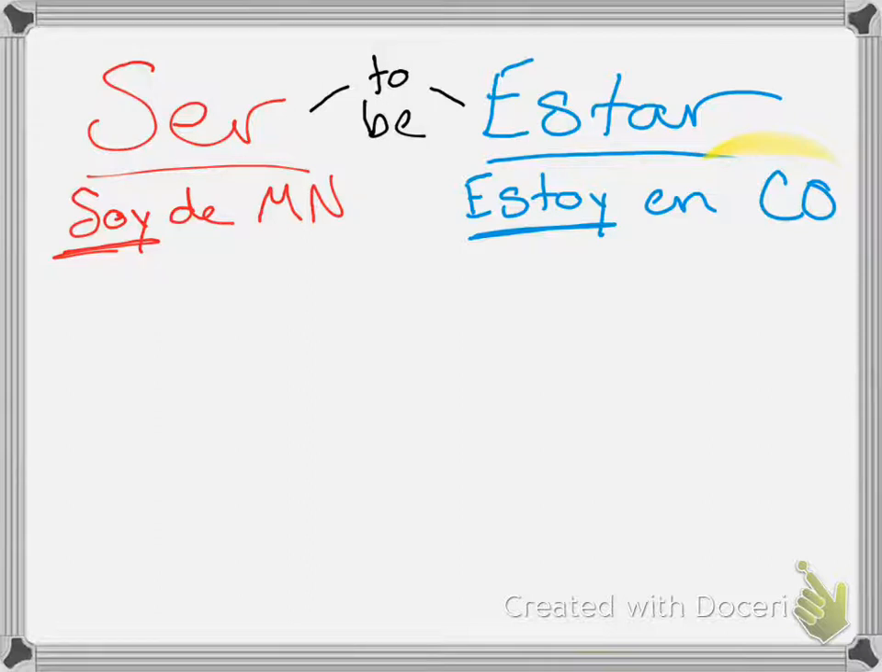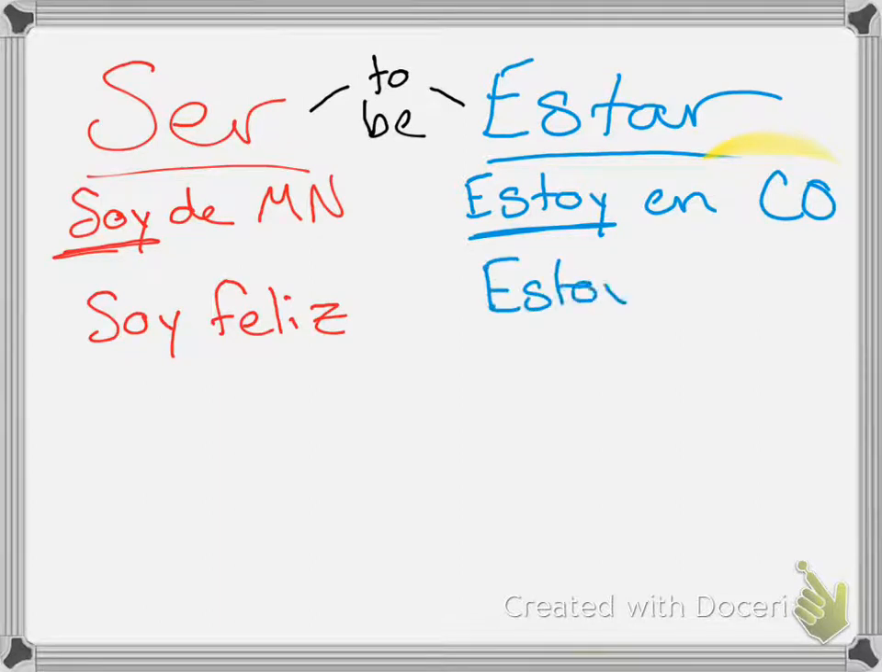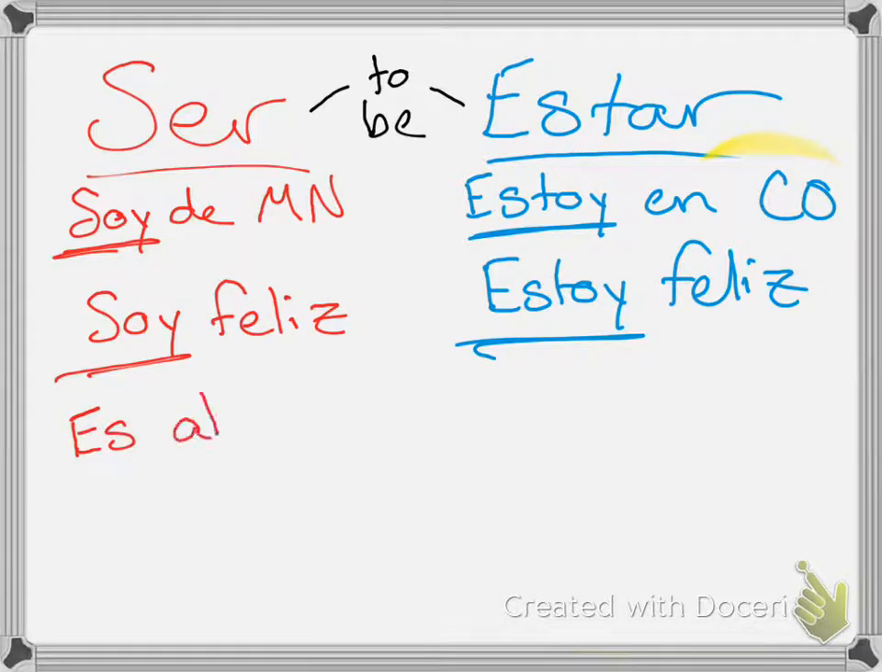Okay, another difference between these would be soy feliz or estoy feliz. Okay, so what's the difference here, right? Soy feliz would be I'm a happy person. Estoy feliz would be I'm happy right now. Okay? Otro ejemplo sería es aburrido and está aburrido.